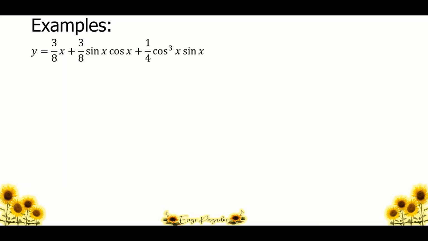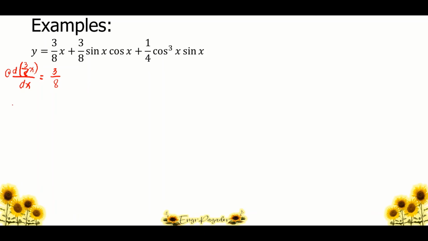We have here y is equal to 3 over 8x plus 3 over 8 sine x cosine x plus 1/4 cosine cube x sine x. So, again, let us get the derivative of each function separately. So, unahin natin the derivative of 3 over 8x with respect to x. So, this will be equal to 3 over 8.